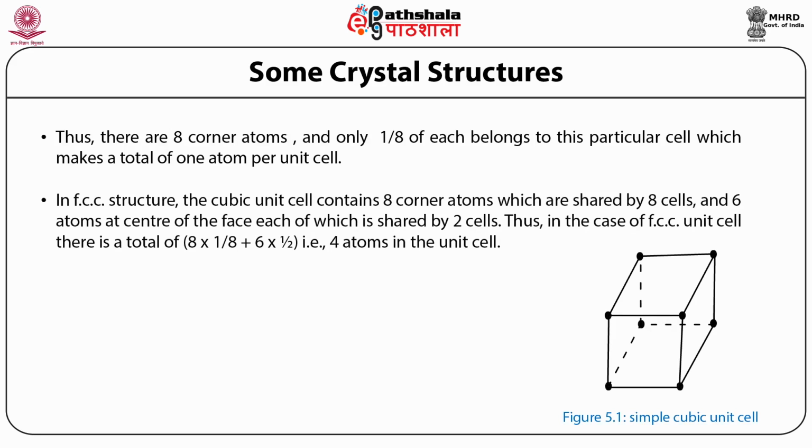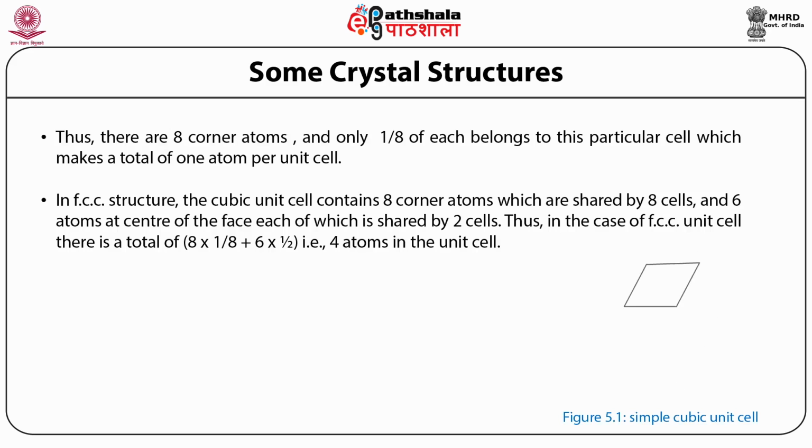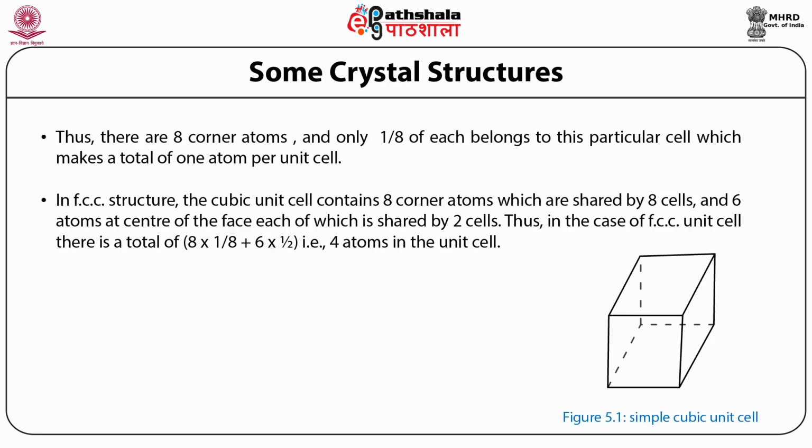In the FCC structure, the cubic unit cell contains 8 corner atoms, which are shared by 8 cells, and 6 atoms at the center of the faces, each of which is shared by 2 cells. Thus, in the case of the FCC unit cell, there is a total of 8 × 1/8 + 6 × 1/2, that is 4 atoms in the unit cell.